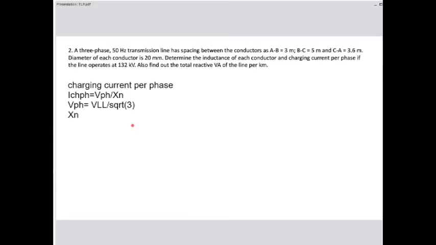Find out the V phase and XN. How do you find XN? XN is equal to 1 over 2 pi times F, the frequency, times CN. Can you find out how many ampere it will be? ICH, charging current per phase. Current per phase is V phase over the capacitive reactance, and capacitive reactance is 1 over 2 pi F C. So if you put all those things in the equation, you should get charging current per phase.